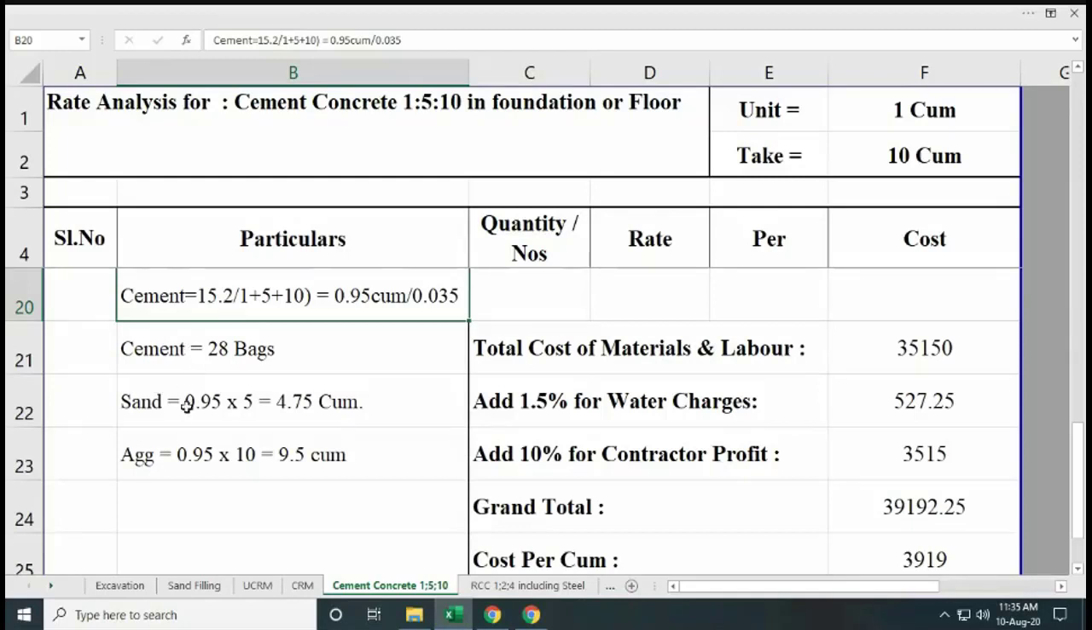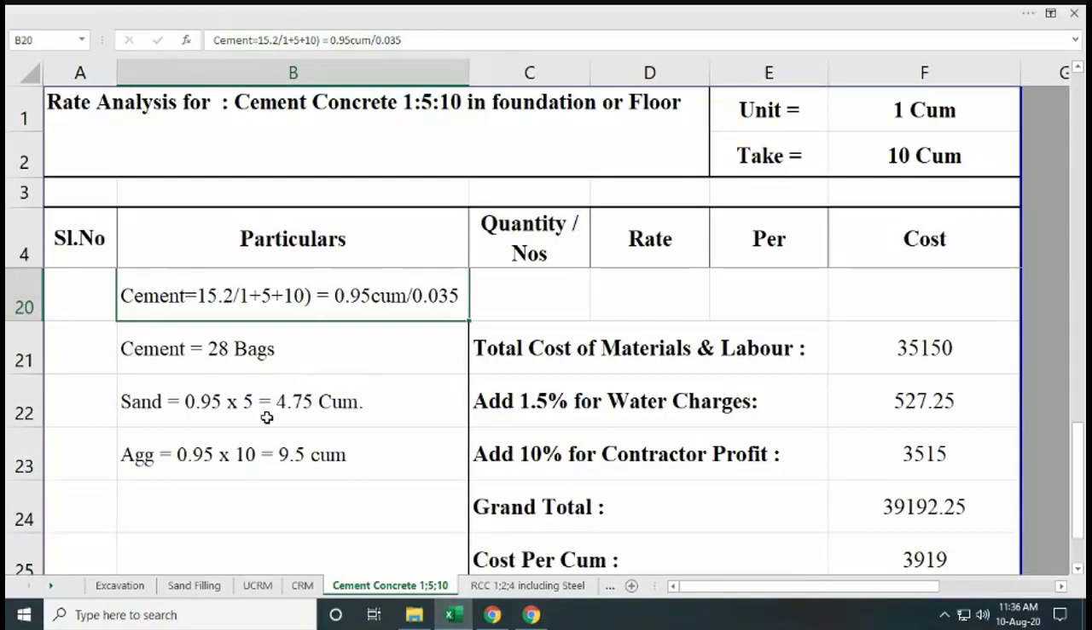So sand will be 0.95 cubic meters multiplied by 5, so you get 4.75 cubic meters. Similarly, aggregates, 0.95 multiplied by 10, so 9.5 cubic meters of aggregates are required. In this way, you can calculate cement, sand and aggregate.